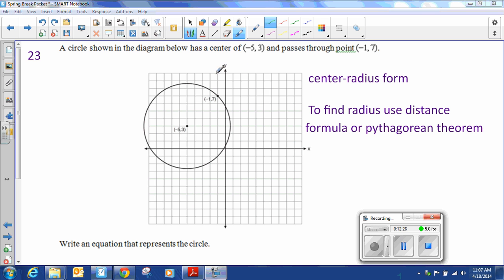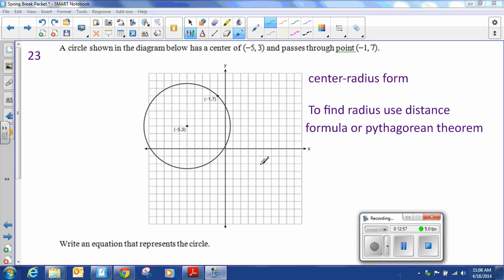Number 23, here's the graph of a circle. It gives you the center, it gives you a point on the circle. It wants to know what the equation is. Well, that means center radius form. You need to use the center point to come up with the center form, and then in order to find the radius, you need to use the distance formula or create a triangle on this graph and use the Pythagorean theorem to solve.